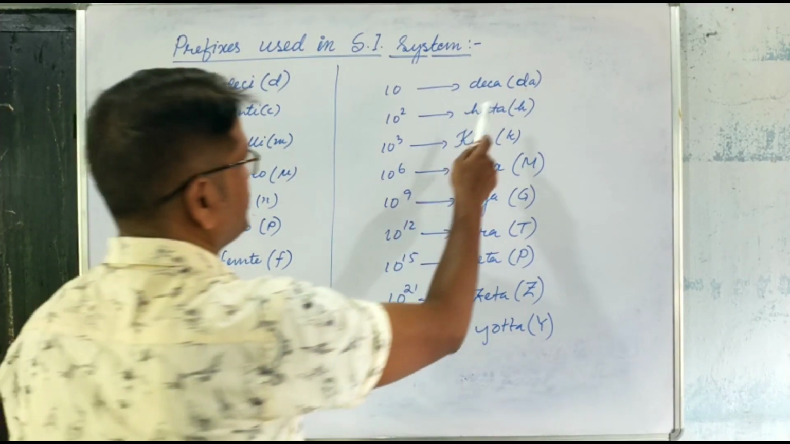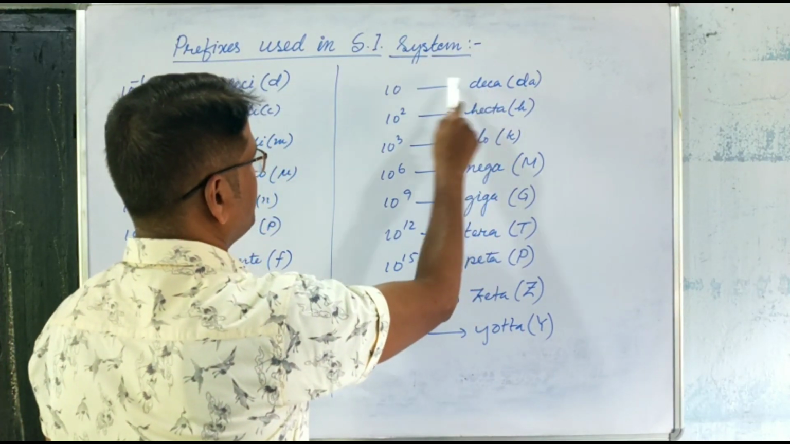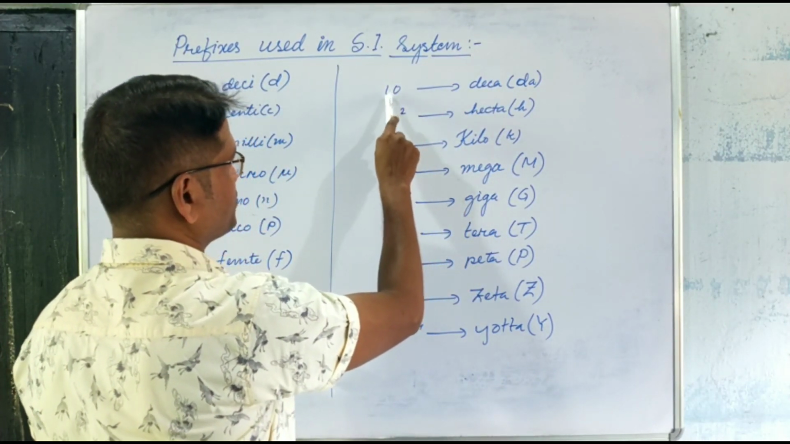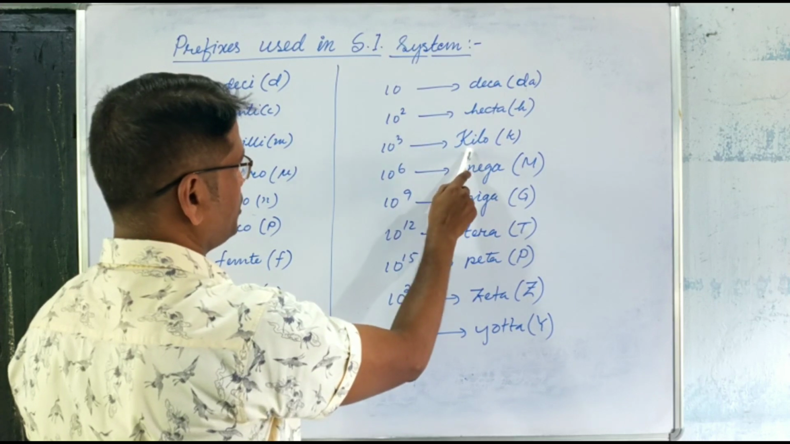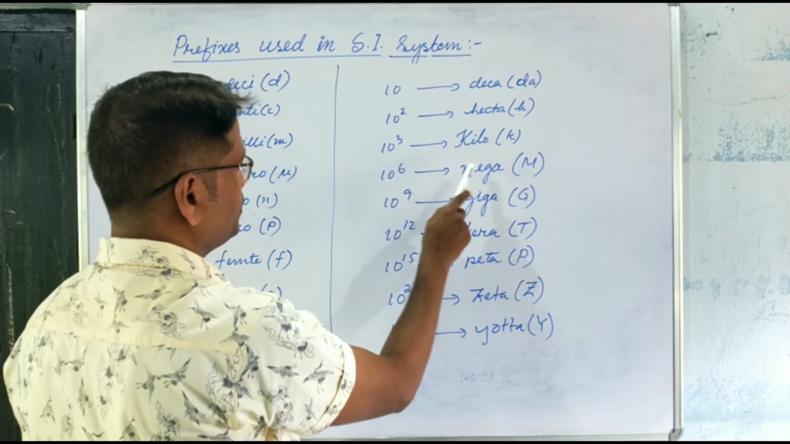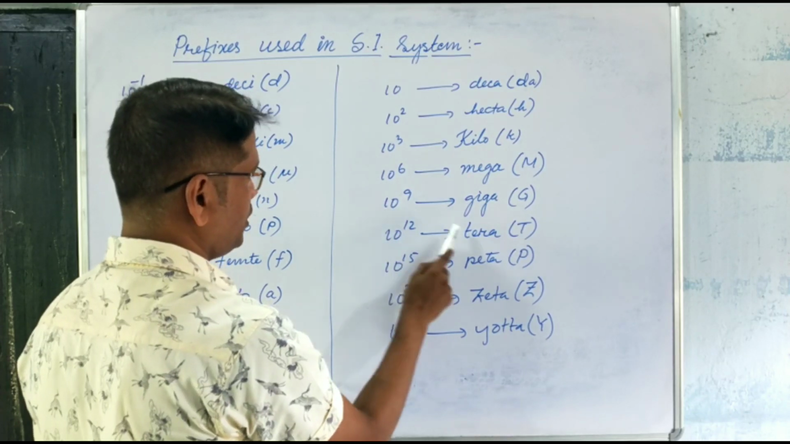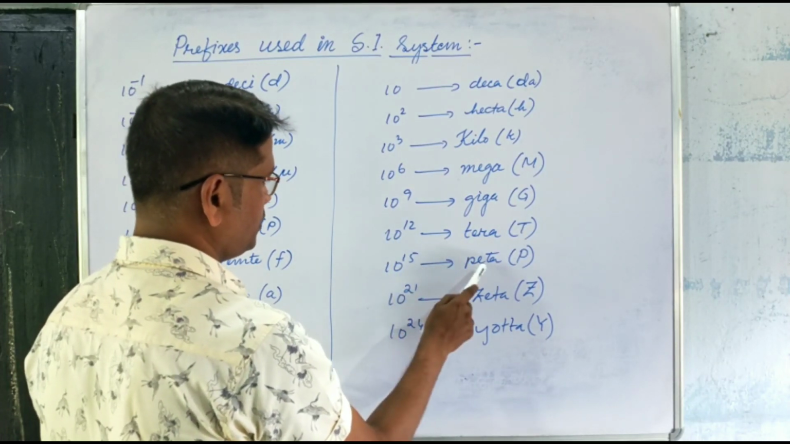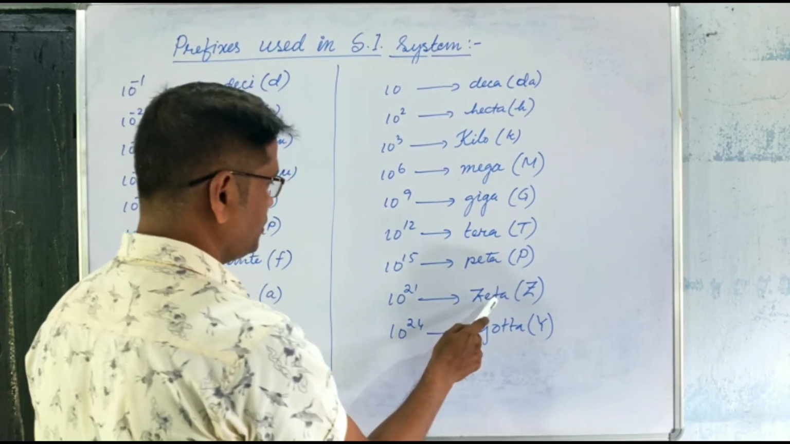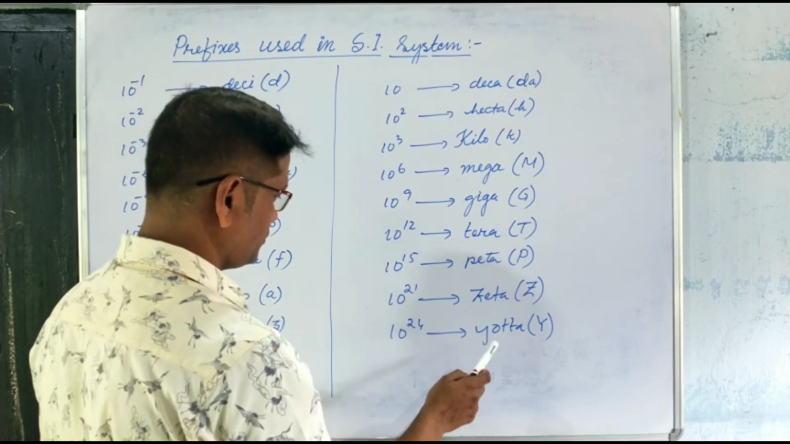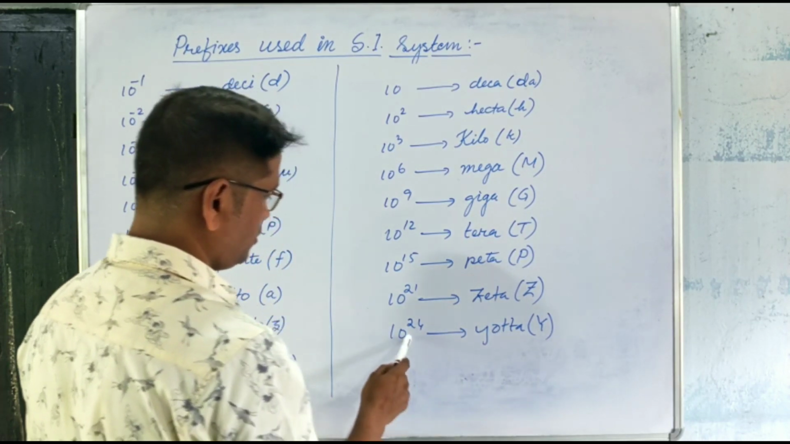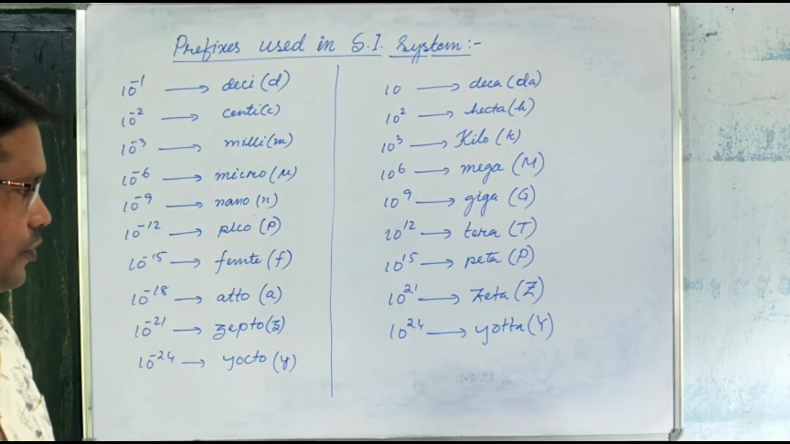And here it is deca. Deca means 10 to the power 1, that means 10. Hecto means 10 square, kilo means 10 cube, mega means 10 to the power 6, giga means 10 to the power 9, tera means 10 to the power 12, peta means 10 to the power 15, zetta means 10 to the power 21, and yotta means 10 to the power 24.